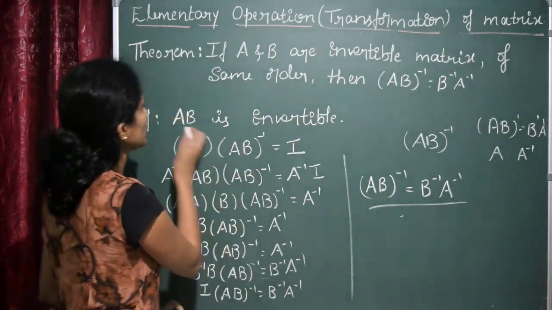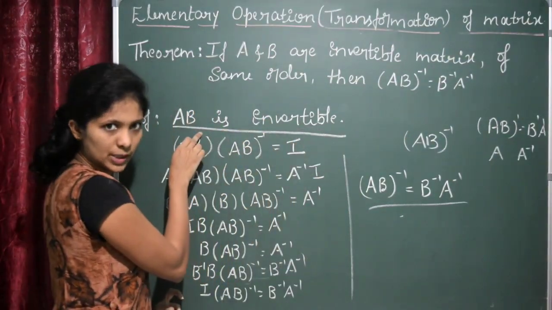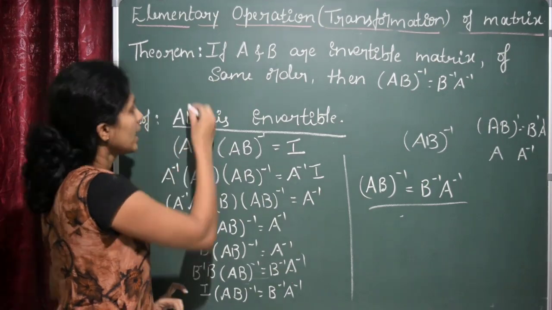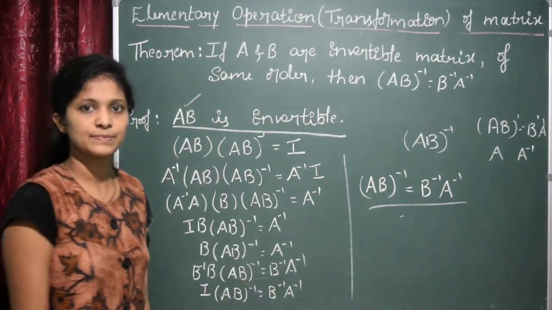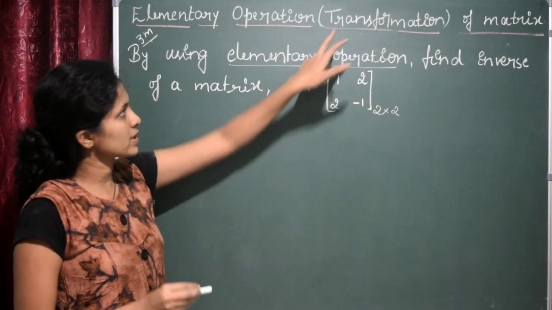Here the thing is, you have to remember this one. AB is invertible. Without this, we can't prove this one. Okay? AB is invertible, then you can proceed. Next, we'll see the problem based on the transformation.